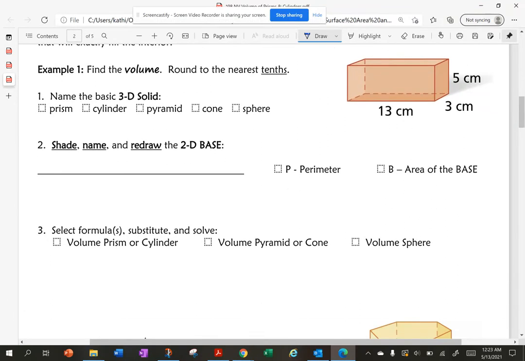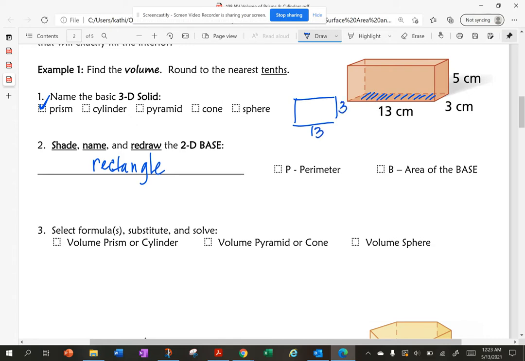All right, let's find the volume. We're going to round to tenths. I'm going to use the same process I've done before. First, I want to name my solid. So this is a prism. I'm going to use the top and the bottom as the base, so that's a rectangle. I'm going to redraw my rectangle, and the dimensions are going to be 13 by 3.